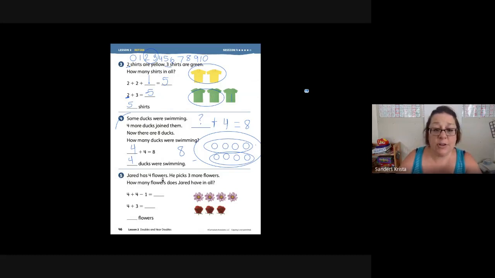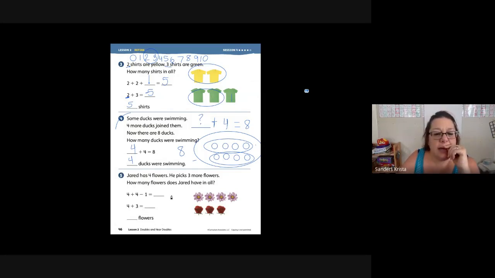Number 5 says Jared has 4 flowers. He picks 3 more flowers. How many flowers does Jared have in all? Are 3 and 4 next to each other on the number line? Let's count to 4. 1, 2, 3, 4. They are next to each other on the number line. So that means I can have an addition double. So here I have 4 plus 4 minus 1. Here I have 4 plus 3.